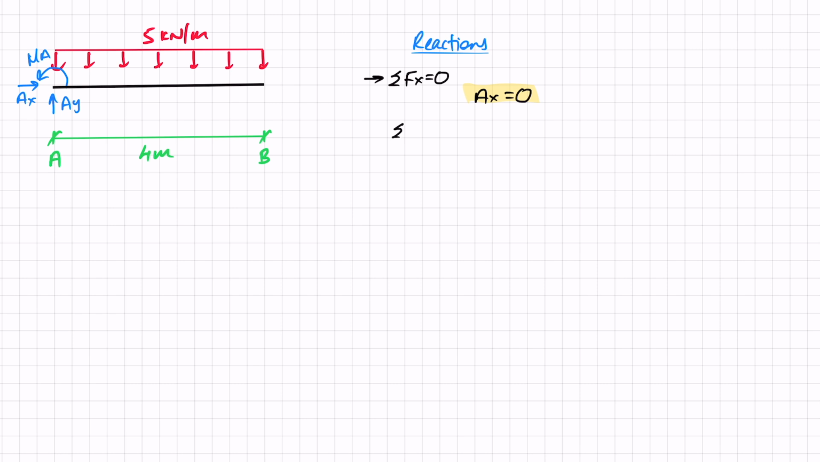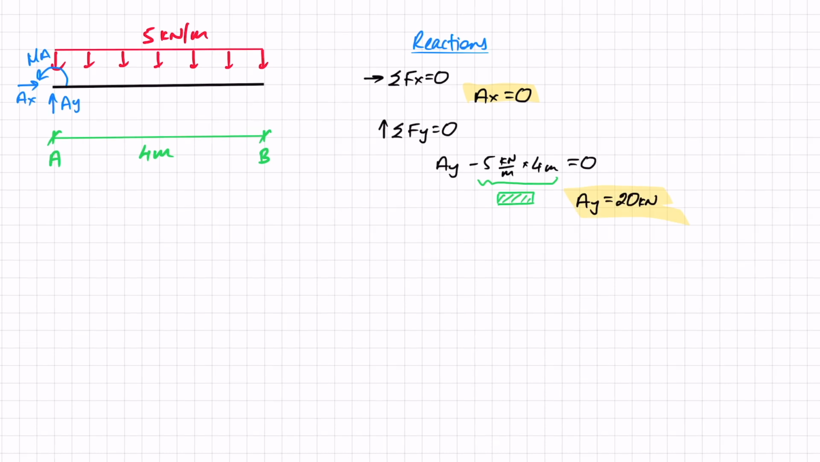Then I'm going to move on to the sum of forces in the y direction, with this being my positive y direction. In this case, I've got AY, and then I've got this UDL, so minus 5 kilonewtons per meter times 4 meters. When we multiply that uniformly distributed load by the distance, we actually get the area, and the area is the force. Nothing else in the y direction, so that equals 0, and therefore AY works out as 5 times 4, so that is 20 kilonewtons.